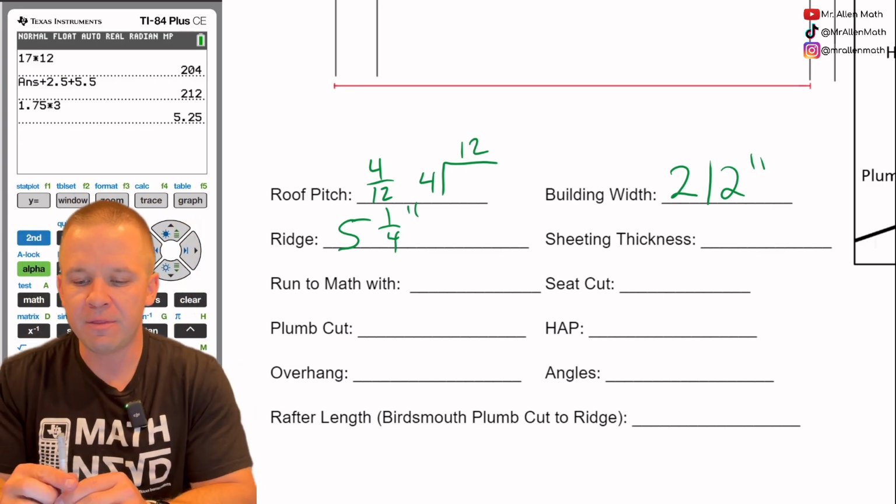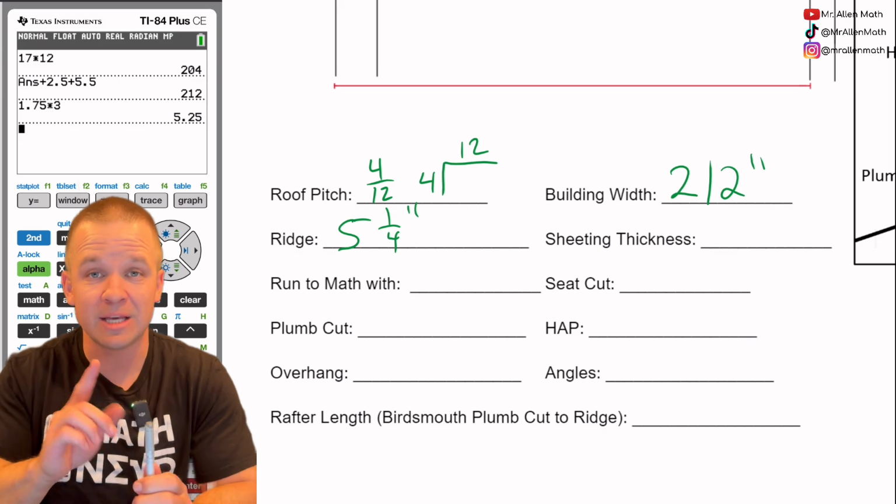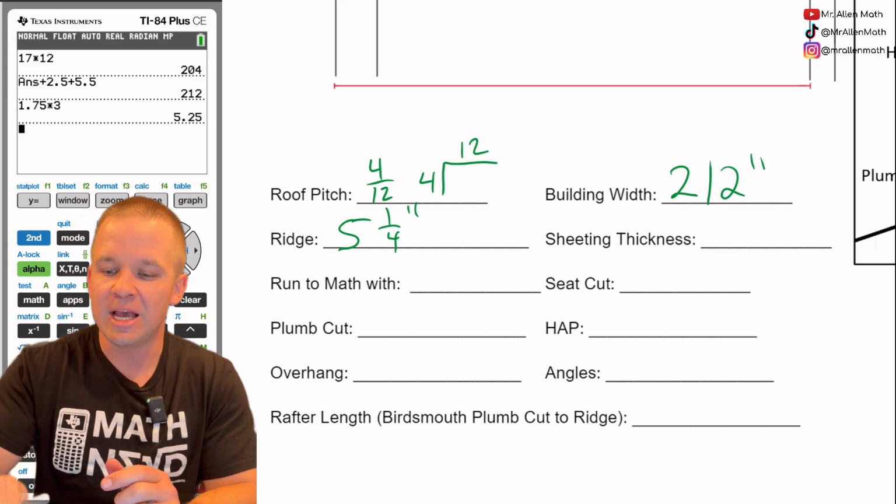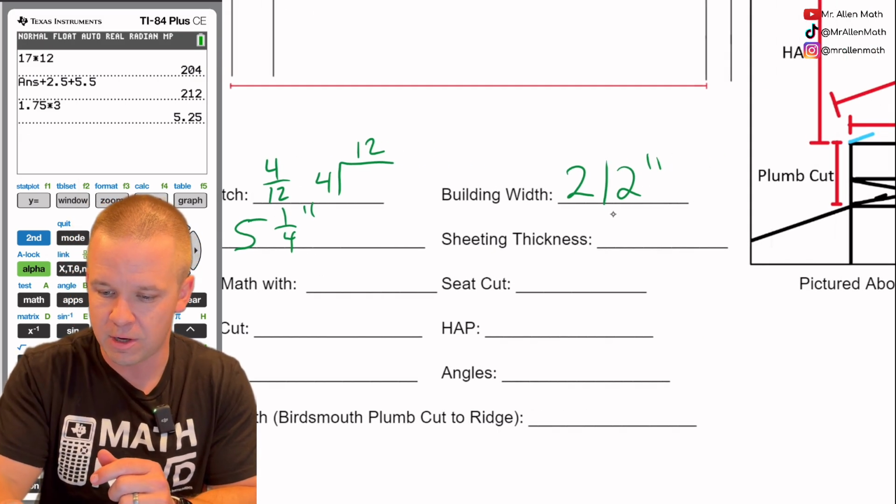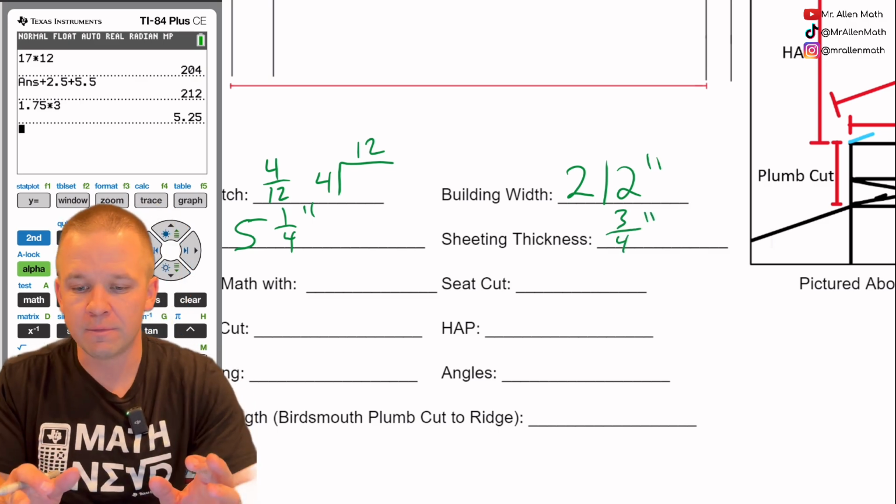5.25. Cool. And then we have our sheeting thickness. I said that one actually changed from the plans. It is 3/4 of an inch. Lovely. Now I've got to figure out my run to math with.